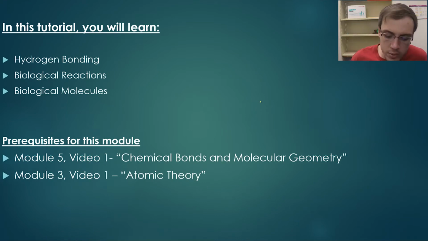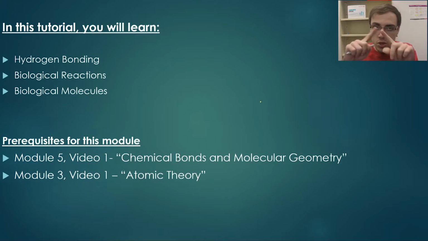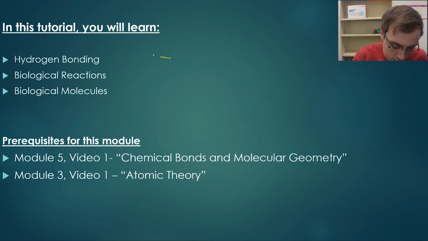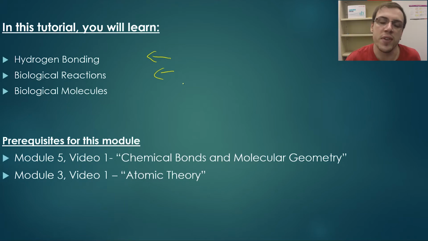So a few prerequisites for this module: I highly recommend that you watch Module 5 Video 1, Chemical Bonds and Molecular Geometry, and Module 3 Video 1, Atomic Theory. Now, in regards to these videos, make sure your annotations are turned on. In the YouTube video screen, there's a little button that looks like a gear lever. If you make sure annotations are on and you click on one of these here, it will automatically fast forward you to that section of the video.